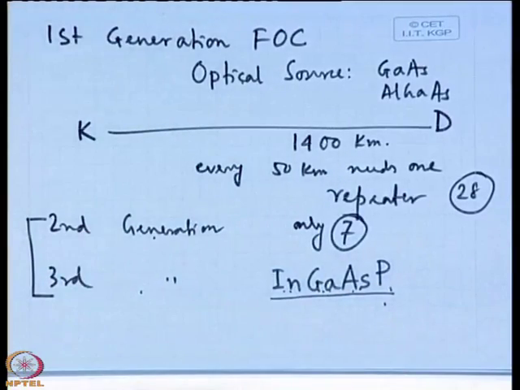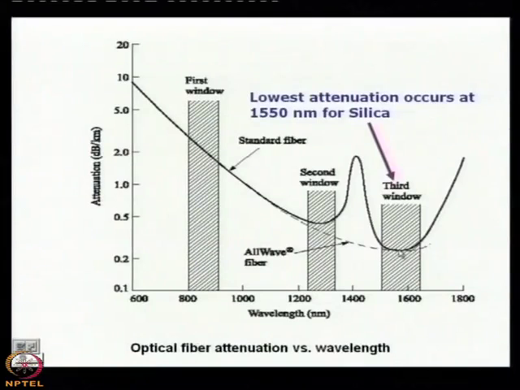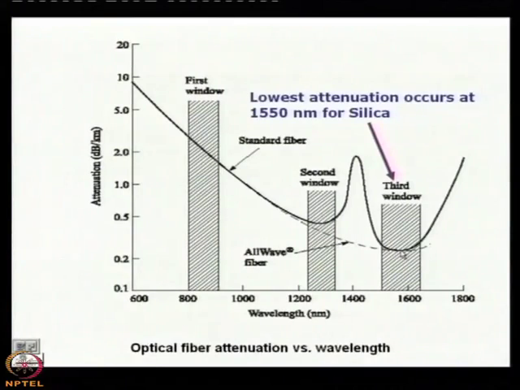Now, it is a very mature technology and the loss is also very less. Since it is a very mature technology and the loss is also very less, people have been using indium gallium arsenide phosphide for the fiber optic sources, and that is why fiber optic communication is now inexpensive because of the sources, which are required on the transmitter side.